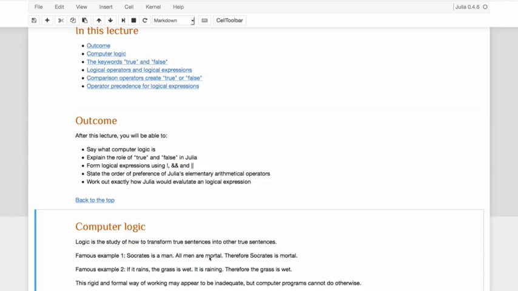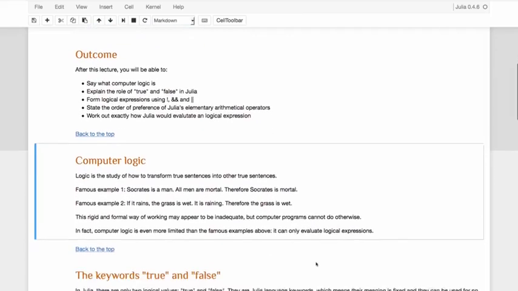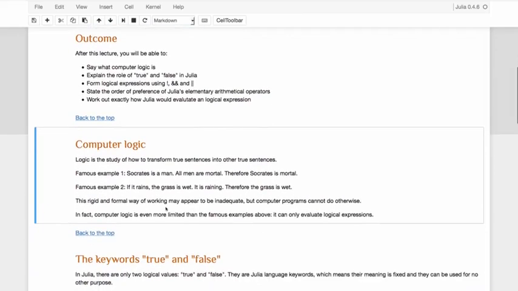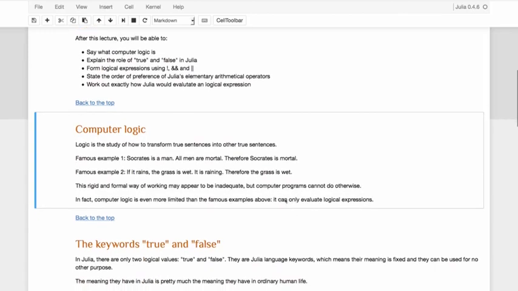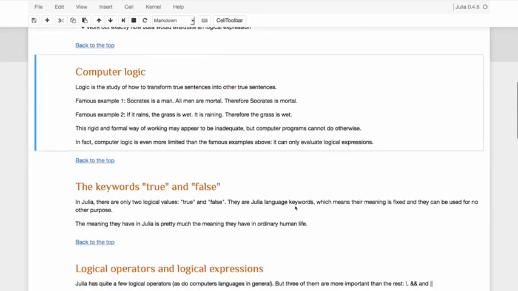Logically speaking, these are somewhat different forms of reasoning, and in computers most of the reasoning we want to do is in terms of if statements, such as in famous example 2. It may be that you think that working so rigidly and formally as is given in these two examples is inadequate, and in many cases in the real world it is inadequate, but a computer program cannot do otherwise. Computer logic can only evaluate logical expressions. We will see exactly what that means.